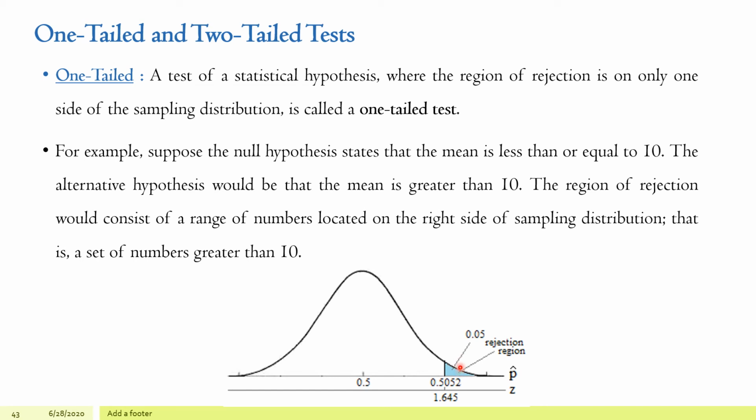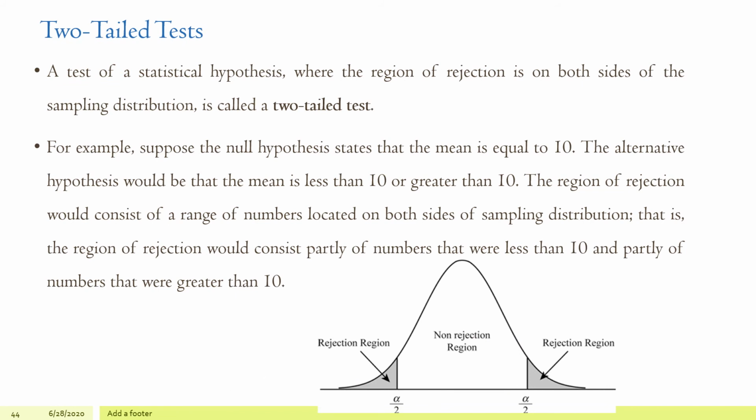And if I invented a drug, and I don't know whether it will decrease or increase the BP, then I have to calculate both the things. So I have to measure this tail also. That is two tail. But right now I am measuring only one tail because I know my drug will reduce the blood pressure. So I will take only one tail.